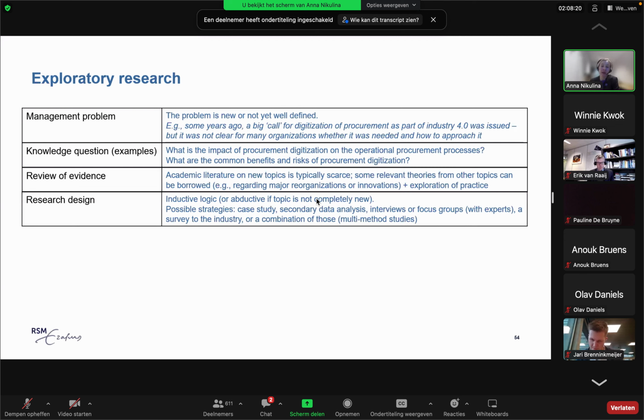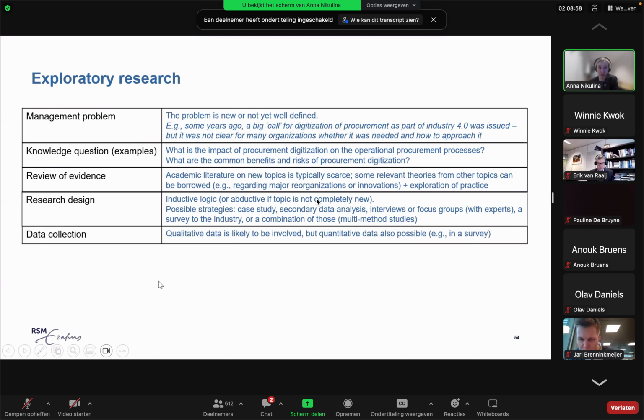And typically when you're really exploring something, you can either use case study, you can use secondary analysis. So you try to really apply what's already there, maybe written about other sectors or other similar problems. You do interviews, you can do focus groups with experts or with practitioners for whom the topic is relevant. You can even do a survey, or you can combine these methods, yeah? But typically this is something that helps you to explore and get rich data about how something works and functions.